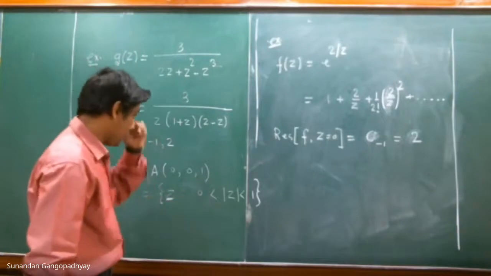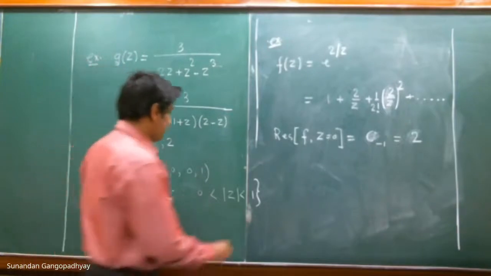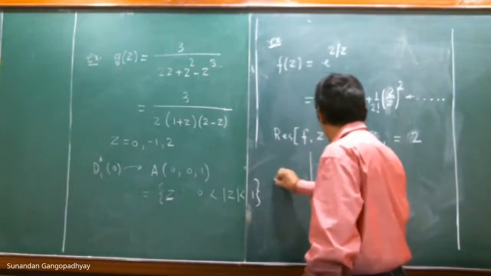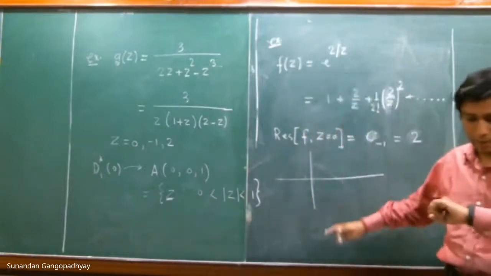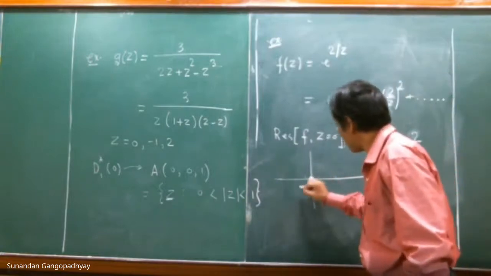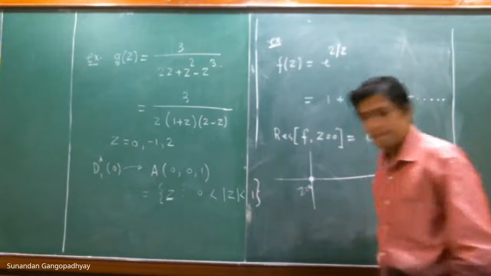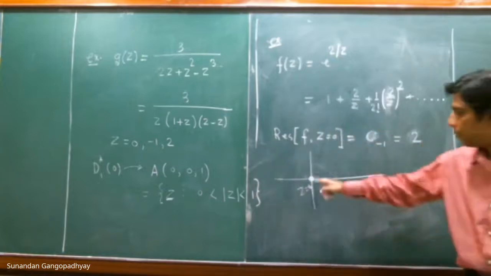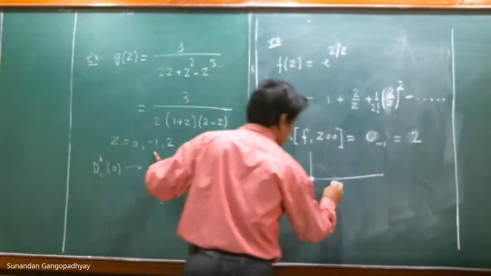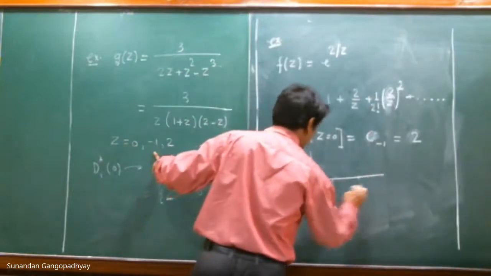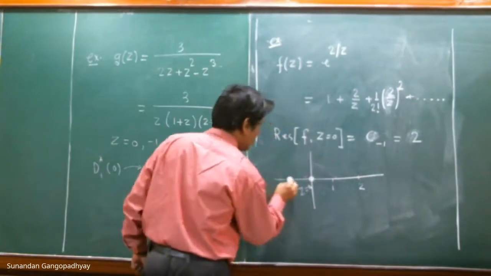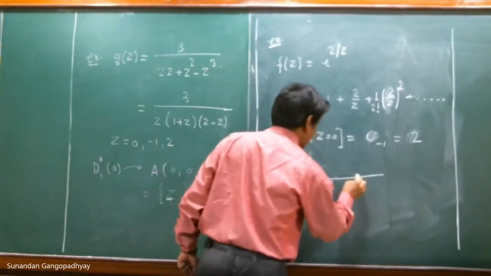So what it basically means is that this is your complex plane, and this is z is equal to 0. This point is z is equal to 0. There is another singularity at z is equal to 2. So this is 1, this is 2, this is -1. There is a singularity at this point, and there is a singularity at this point.